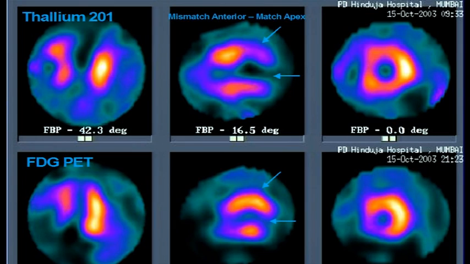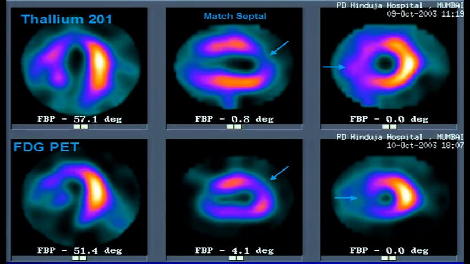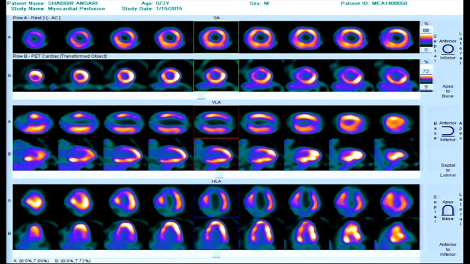So here there are images where you can see thallium 201 with a defect in the anterior wall and apical wall, and the anterior wall is reversible with the FDG part, showing viable or hibernating myocardium. This is a patient where you can see the fixed defect in the apical area in the thallium and the FDG PET showing scar myocardium. Here you can see a beautiful depiction of the anterior and apical defect in the first row of slices, and the second row of slices showing FDG metabolism, showing viability.